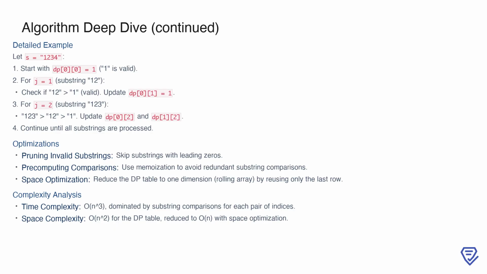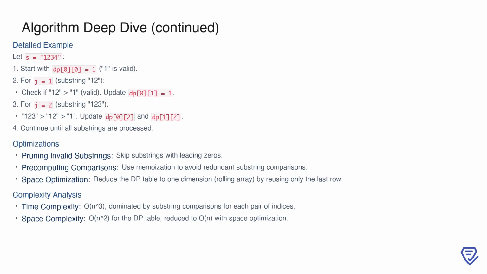Similarly, for 123, we find that it is greater than both 12 and 1, so we update the relevant entries in the dp table to account for these sequences. This process continues until all substrings are processed. We optimize this by skipping invalid substrings, such as those with leading zeros, and by using the pre-computed comparison array to quickly evaluate whether substrings meet the increasing order requirement.